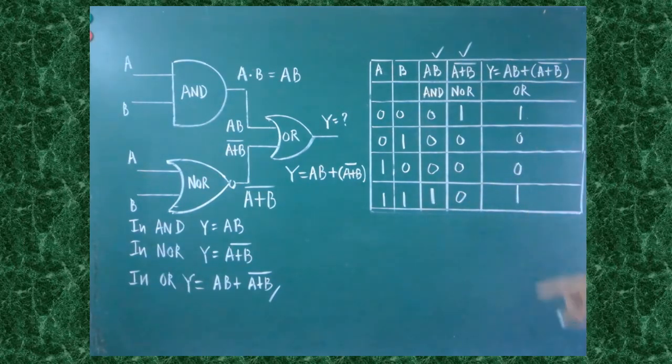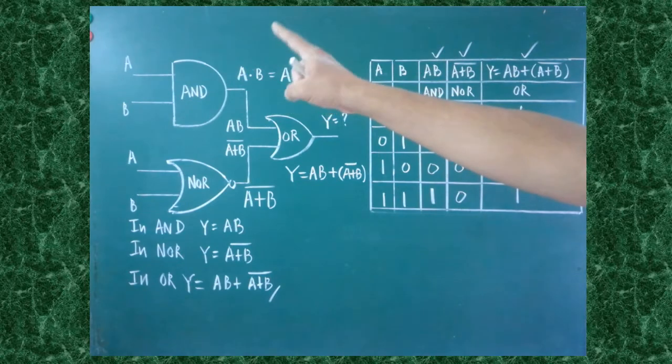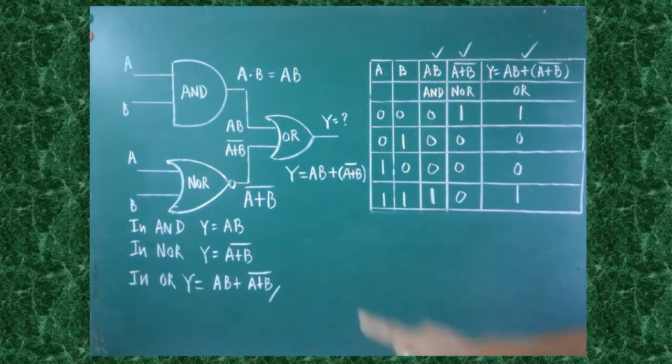So this is the output we finally obtain for the particular expression y = AB + (A + B) whole bar. If such inputs are given to the AND gate as well as the NOR gate, in the final OR gate you will be getting this set of outputs. Okay. So like that, the entire answer must be presented. Only then will you get the marks.